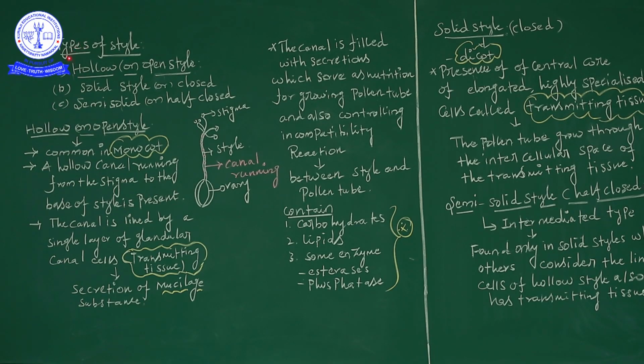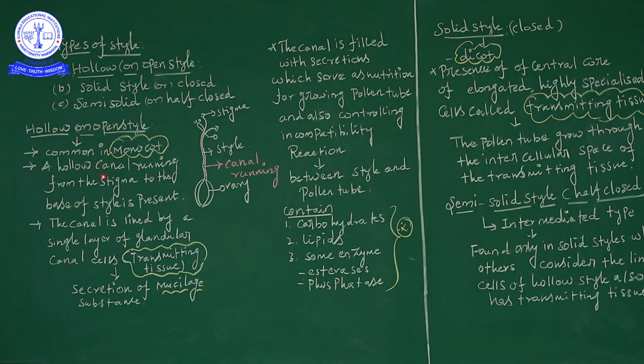The next topic, the types of style. First of all, we differentiate them into three types. First one, hollow or open style, then solid style or closed style, and then semi-solid or half-closed style. Okay, our differentiation of the three types of style. First of all, hollow or open style is common in monocot plants.